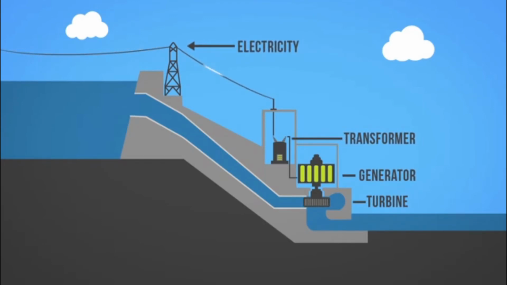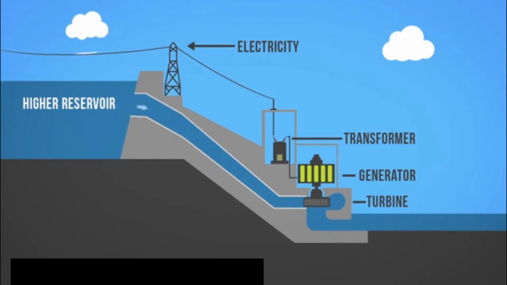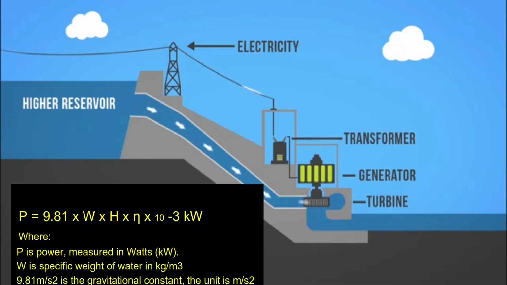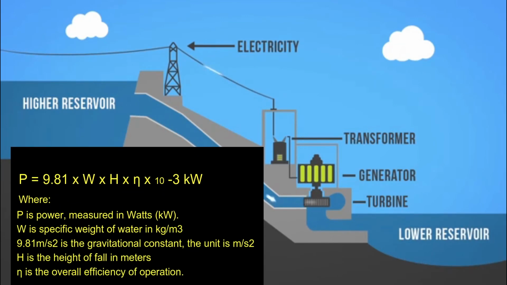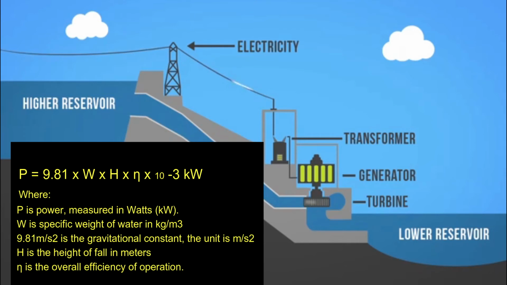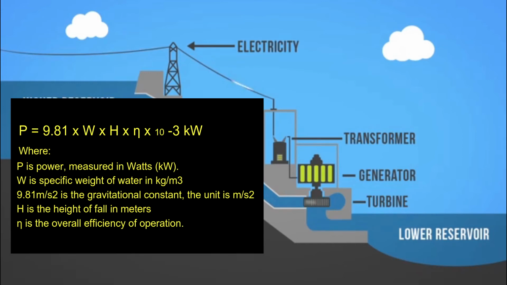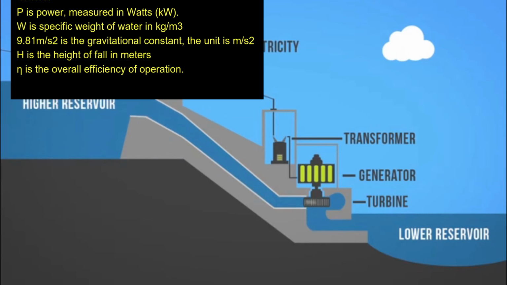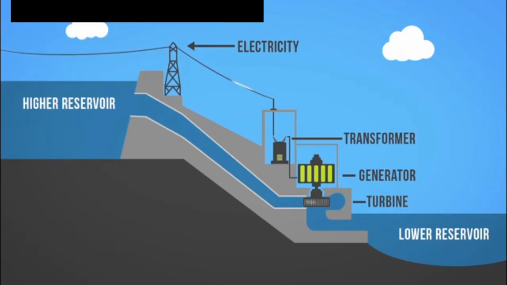The hydropower is dependent on the product of water head and water flow. This is a formula to calculate the power, where P is the power measured in kilowatts, W is the specific weight of water, 9.81 is the gravitational constant, H is the height of fall in meters, and eta is the overall efficiency of operation. It is a product of all of the component efficiencies, which are normally the turbine, drive system, and generator.